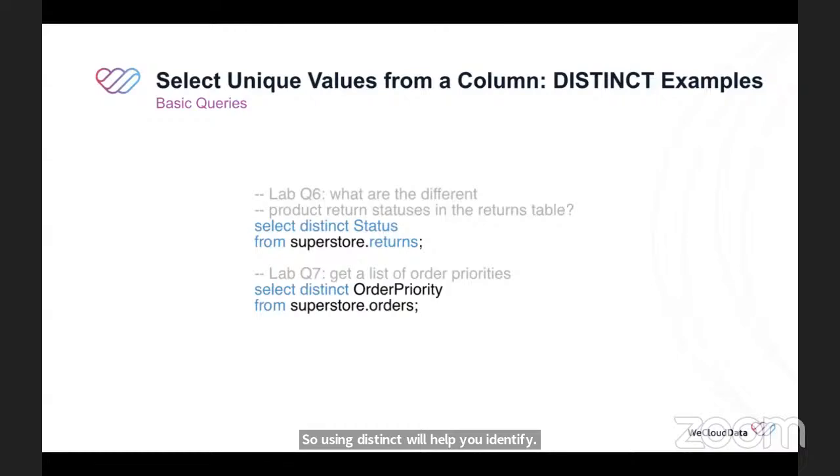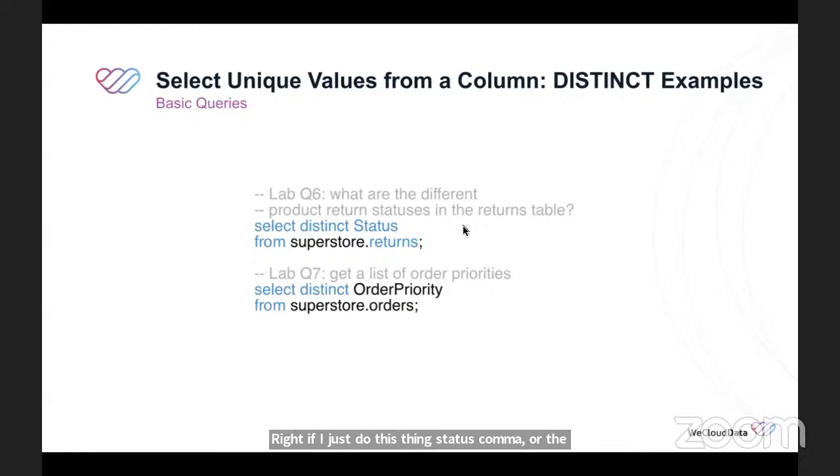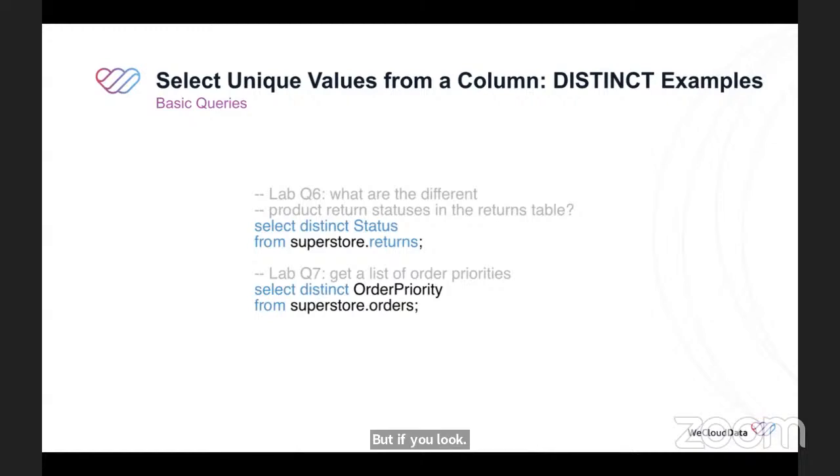Now, if you were to do more than one column in distinct, what it will return is the unique pairings of the columns, right? Or the unique groupings of the columns. So let's say one table has status and order priority. If I just do select distinct status, order priority, it's going to show me the unique pairings of those 2 columns. So you might see repeats in the status column. You might see repeats in the order priority column. But if you look for both columns together, this is a unique grouping.